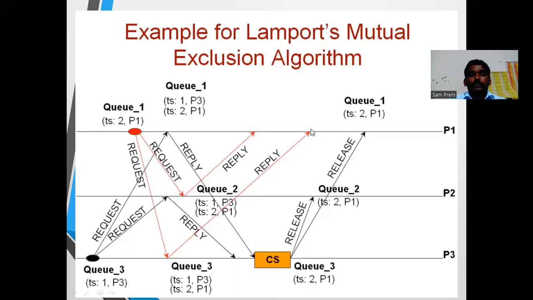So in the example for Lamport's mutual exclusion algorithm, we send the request message, the reply message, and then the release message. We have 3 types of messages, and after getting the reply messages, the process can enter into the critical section. After executing its critical section, it sends the release message to all the other processes. That's the Lamport mutual exclusion algorithm.